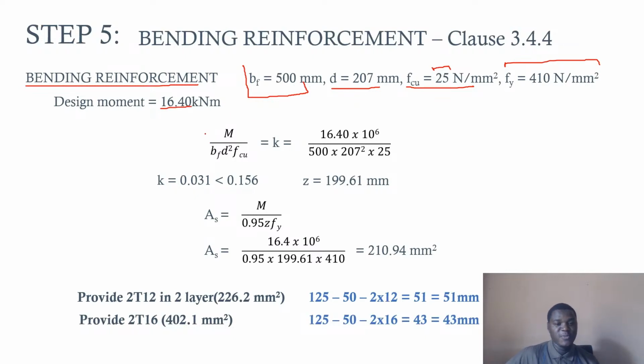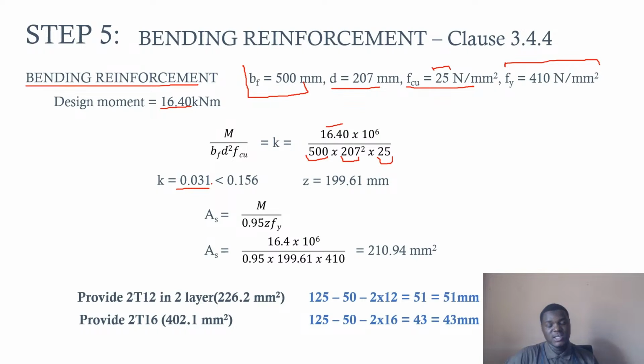So we all know this formula, we are familiar with it, K equals M over b d square FCU. Substitute M of 16.4 here, substitute BF of 500, substitute effective depth of 207, and then FCU of 25. So if you do that, you are going to get a K value of 0.031.